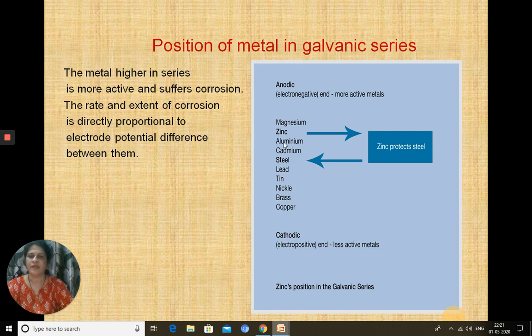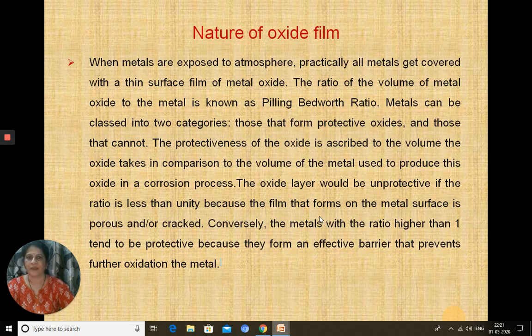So if we connect any two metals, like the example taken here, zinc and steel, steel lies towards the cathodic end and zinc lies towards the anodic end. If we connect these two metals, then zinc will act as an anode, and by undergoing corrosion, this zinc will protect the steel. So the position of metal in galvanic series is a very important point in determining the factors affecting corrosion. The second is nature of oxide film.